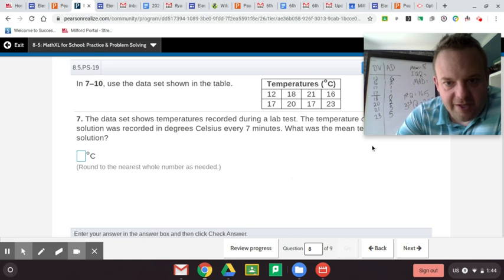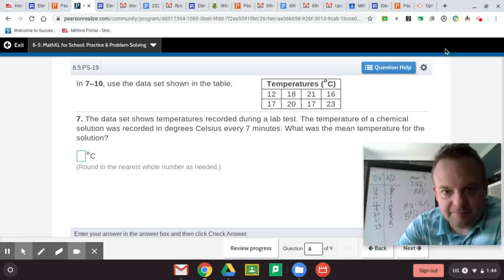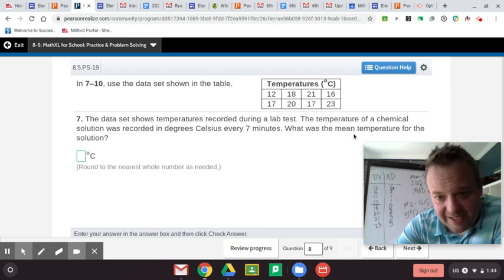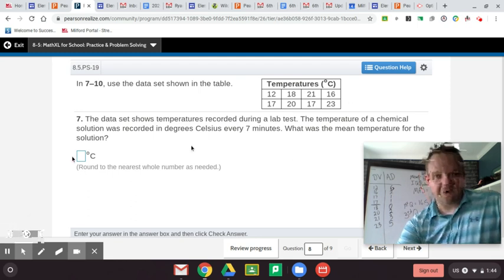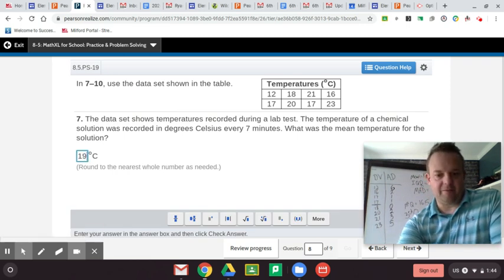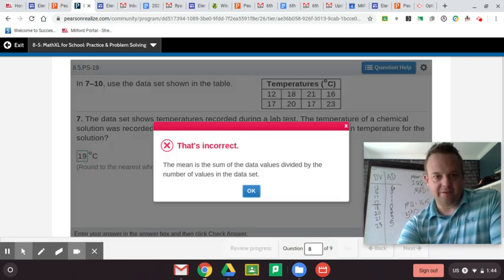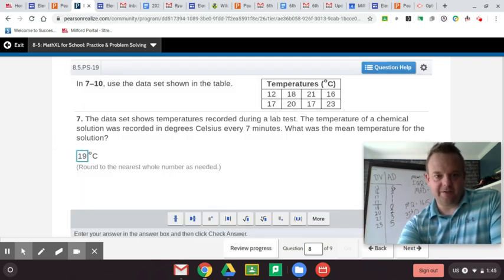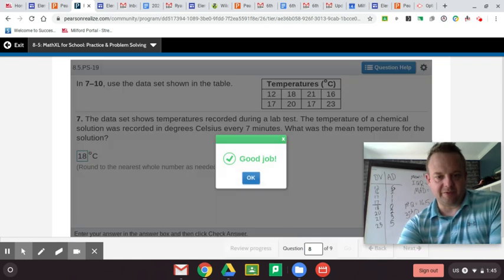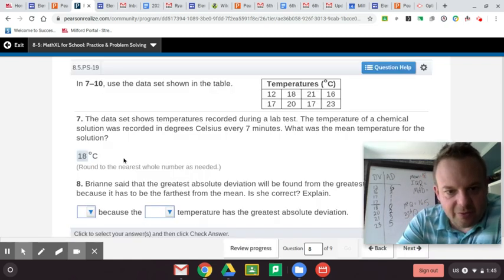Same thing. We're going to do the same thing here. The data shows temperatures recorded during a lab test. The temperature of chemical solutions was recorded in degrees Celsius every 7 minutes. What is the mean temperature? In order to find the mean, I'm going to add these up and divide by however many there are. Okay, and I got 18 again. Would you look at that? I said 18, silly.